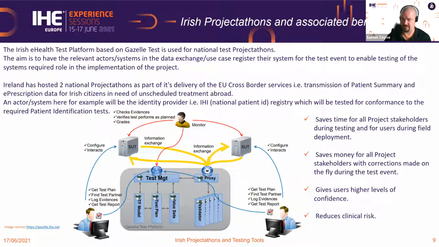It saves money for all the project stakeholders for corrections made on the fly during the test event, and it gives users a higher level of confidence and reduces the clinical risk. So with the help of IHE services and some of the team members that were there, Angel, Thierry, and there was great transformation of knowledge within our own team in the Projectathon process. It not only brought system interoperability, but also human interoperability because it got the relevant stakeholders and systems that would be under test.